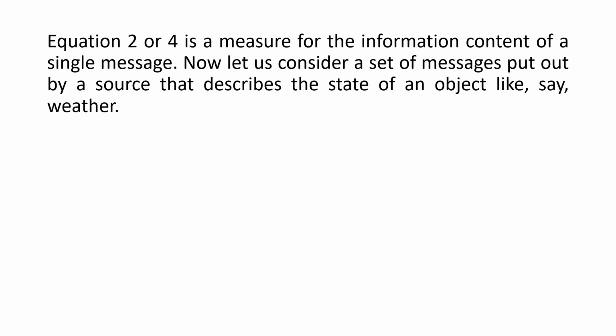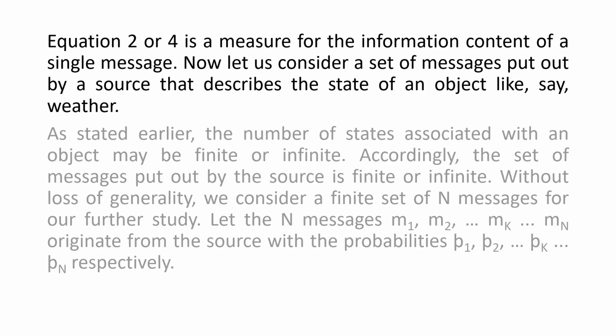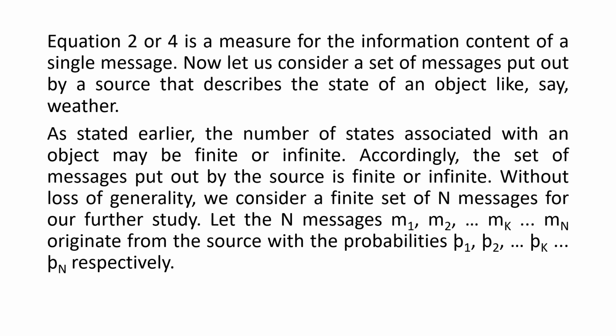Now, equation 2 or 4 is a measure for the information content of a single message. Now, let us consider a set of messages put out by a source that describes the state of an object, like, say, weather. As stated earlier, the number of states associated with an object may be finite or infinite. Accordingly, the set of messages put out by the source is finite or infinite. Without loss of generality, we consider a finite set of n messages for our further study.